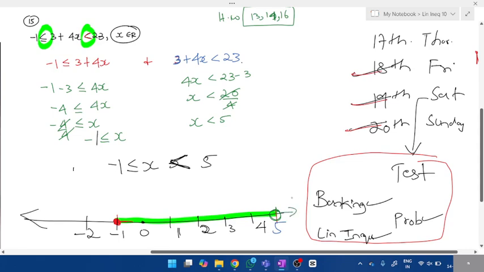Okay, complete 13, 14, 15. We'll try to complete this by tomorrow. Day after tomorrow, I'll discuss the answers. I'll correct your test paper. All of you will complete? -1 less than x less than 5. So look at the limits. These are the numbers. X belongs to these values.